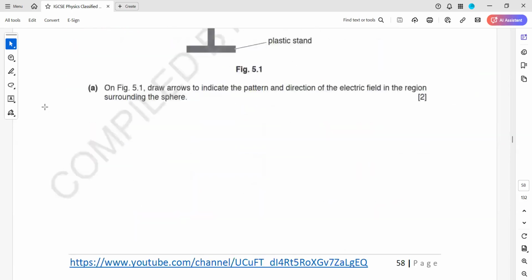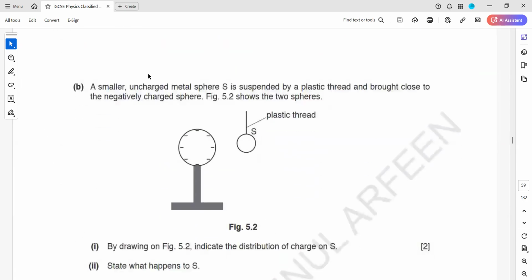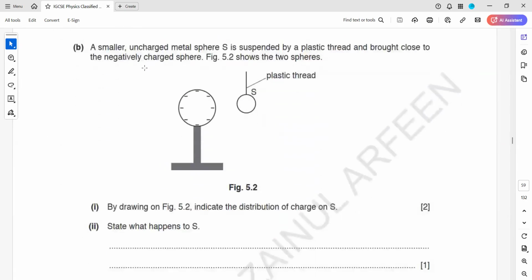Same question I give. Now here, the next one. A smaller uncharged sphere is suspended by a plastic thread. So there is a plastic thread and an uncharged sphere is there. We brought it close to the negatively charged sphere. Figure 5.2 shows the two spheres. By drawing on the figure, indicate the distribution of the charge.